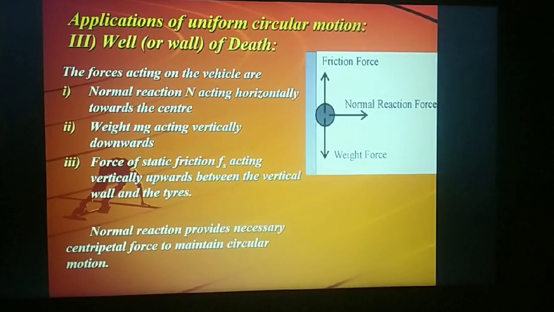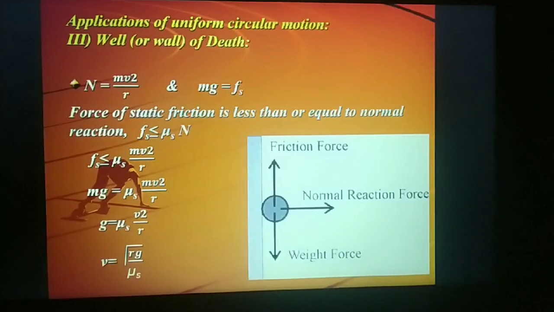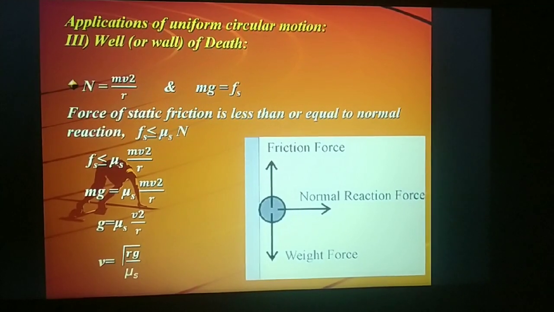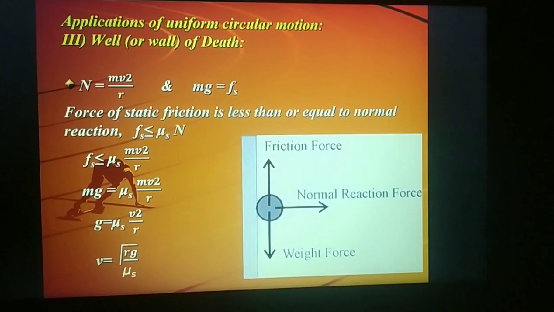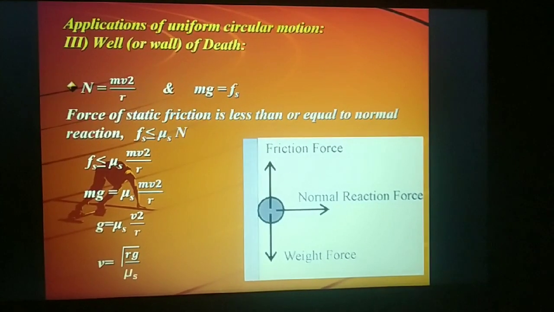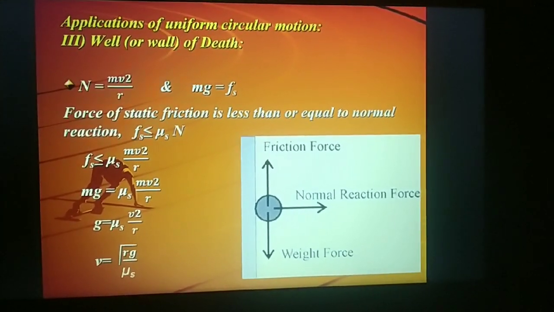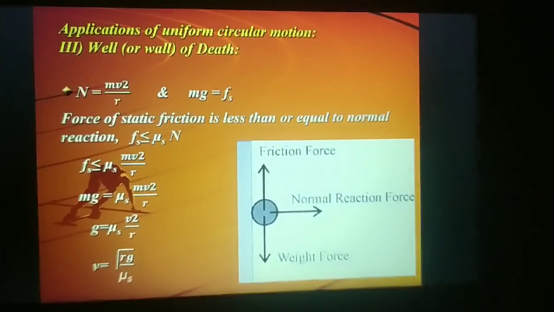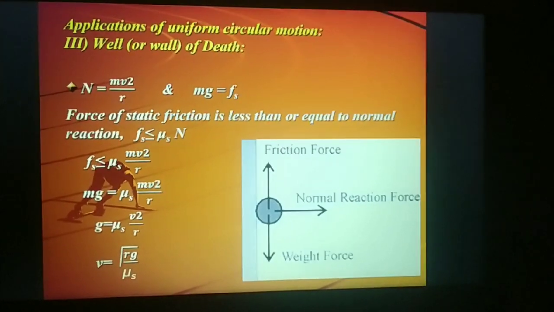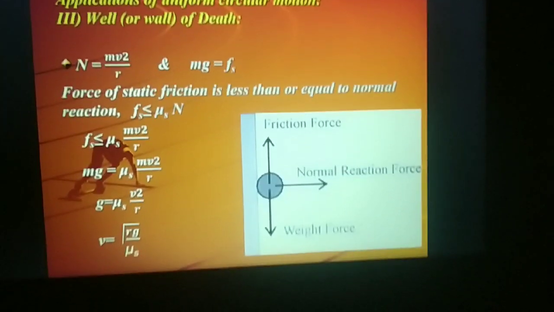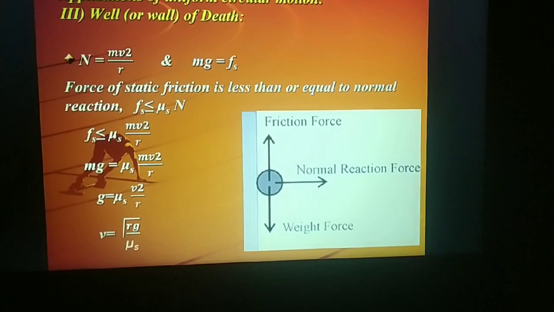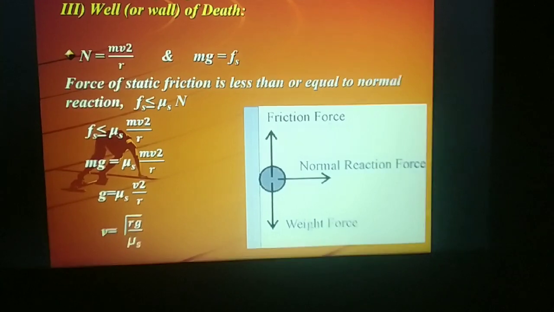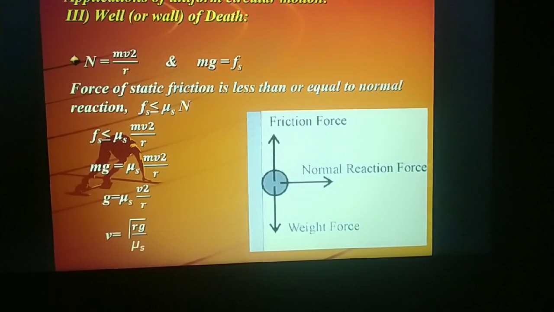Next, we can equate the normal reaction to the centripetal force, so N equals mv square upon r. According to the diagram, static friction is equal and opposite to the weight, so mg equals fs, where fs is the force of static friction. This force of static friction is less than or equal to mu s times N, where mu s is the coefficient of static friction and N is the normal reaction.